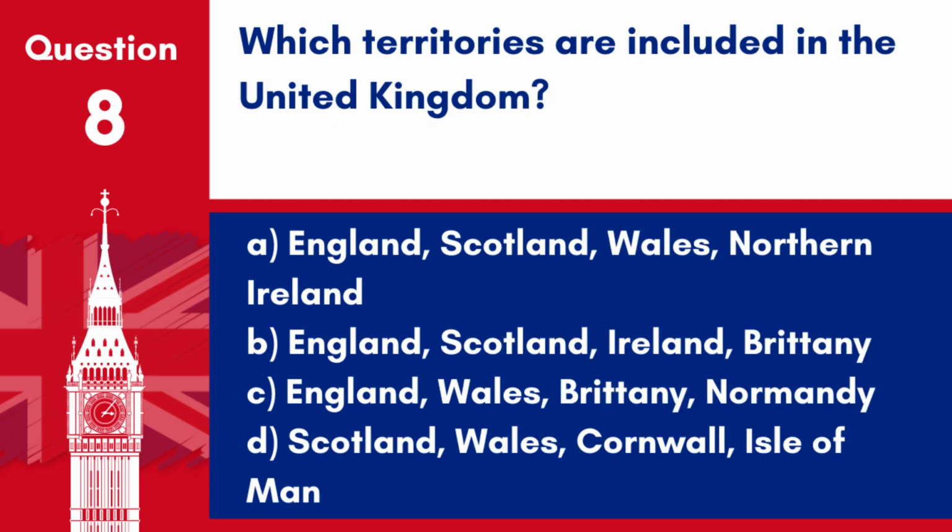Question 8. Which territories are included in the United Kingdom? A. England, Scotland, Wales, Northern Ireland. B. England, Scotland, Ireland, Brittany. C. England, Wales, Brittany, Normandy. D. Scotland, Wales, Cornwall, Isle of Man. Answer. A. England, Scotland, Wales, Northern Ireland. The United Kingdom is comprised of 4 territories: England, Scotland, Wales, and Northern Ireland.